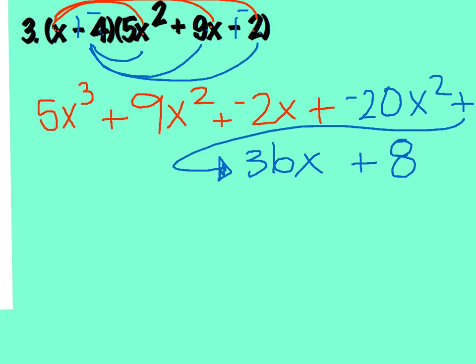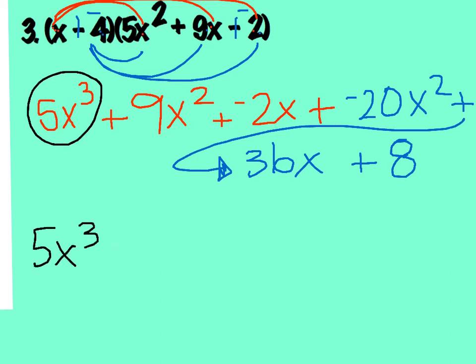Now what I need to do is combine like terms. As always, I'm going to combine my like terms in order so that when I write my answer, it'll be in standard form right off the bat. All right, so I have only one cubed term. So I'm going to bring that down, 5x cubed.